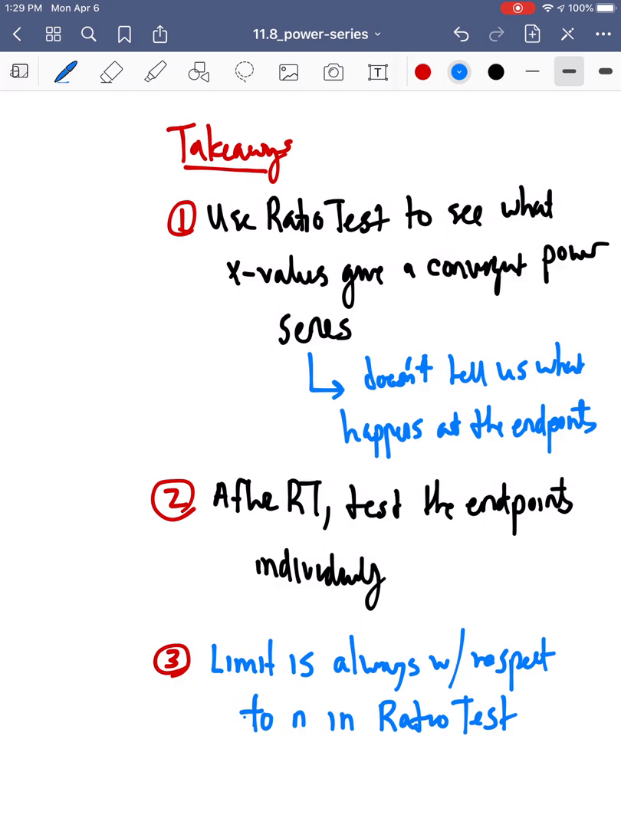All right, so in this case, we again saw that the ratio test narrowed down this minus infinity to infinity possibility of x values into some very small interval of convergence. Let's do a couple more examples. So here's another power series.